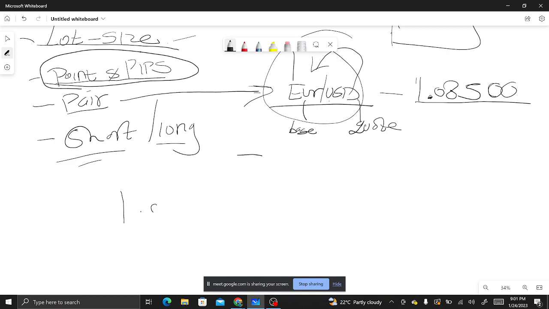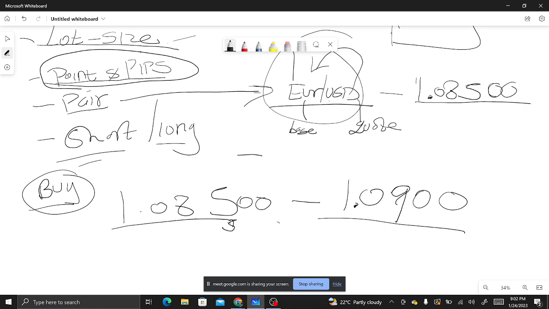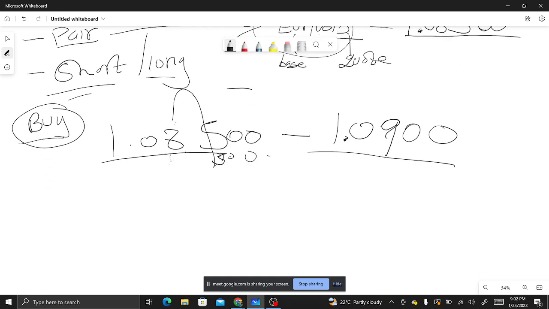Assume, let me talk about EUR/USD. EUR/USD has moved from 1.08500, and there you had gone long, you had bought EUR/USD from 1.08500 and it went to 1.09000. That means it moved from here to here. You can see it has increased by 500, and on this side it is 1. Those are what we call points. So it has moved by how many points? 500 points. It has gone long by 500 points.